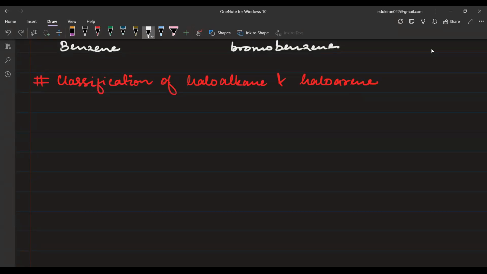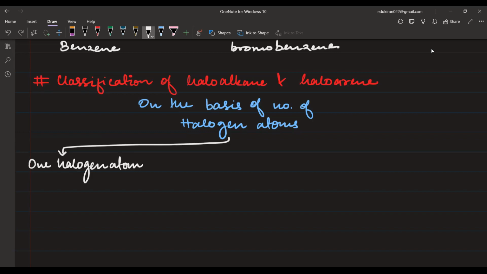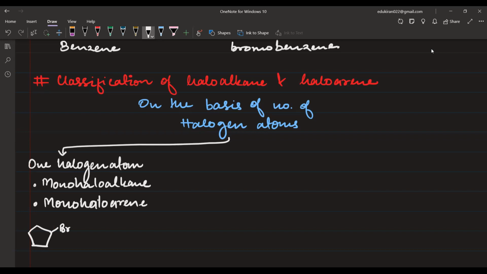Number 1, on the basis of number of halogen atoms. So let us say we have one halogen atom, so we call this monohaloalkane or monohaloarene. An example of this will be cyclopentane and then a Br group. So this is a monohaloalkane. Monohaloarene will be something like this, with Br.